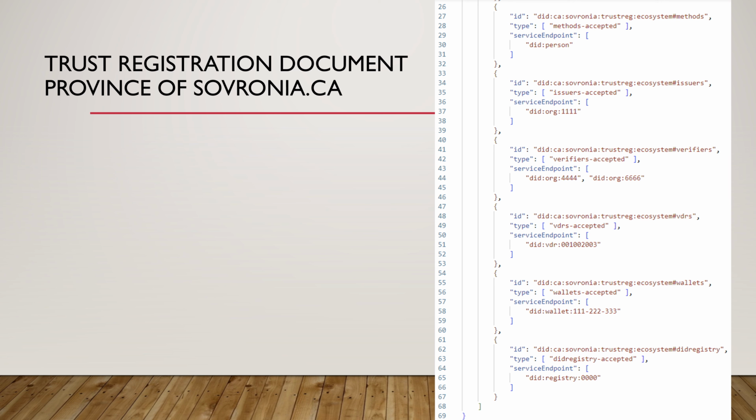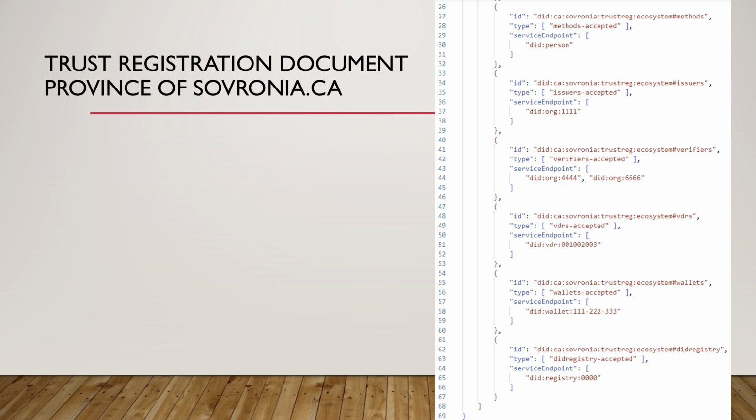Next, we see what are the VDRs, what are the verifiable data registries that are accepted. We only had a single verifiable data registry, so it's DID colon VDR colon 001002003. What are the wallets accepted? And these aren't individual wallets, these are wallet implementations. And perhaps in the fullness of time, a better method name, like wallet implementation, might be chosen.